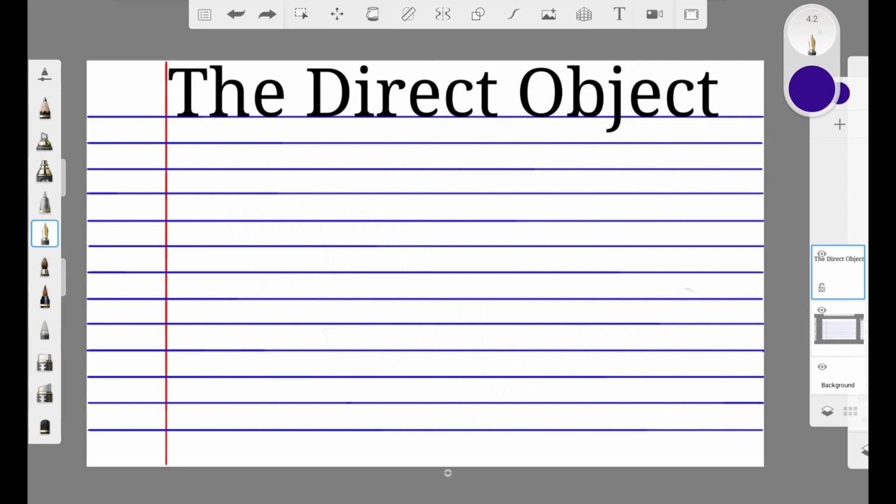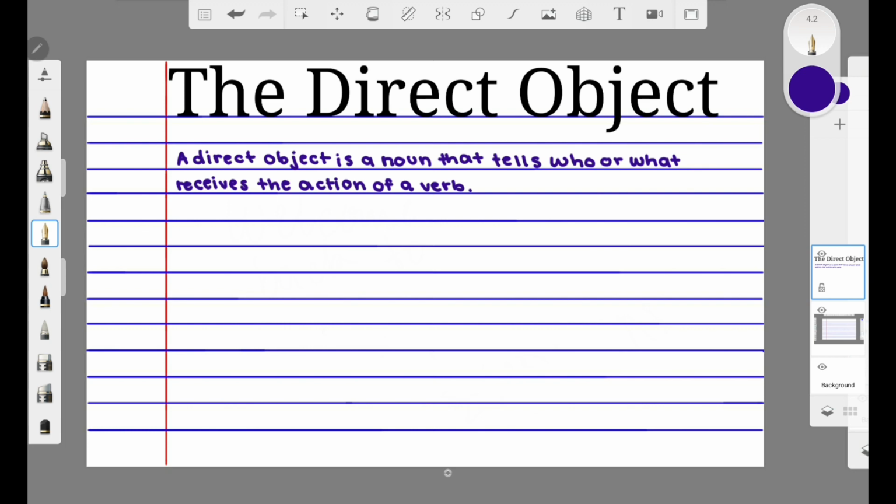So let's get started. A direct object is a noun that tells who or what receives the action of a verb. So a direct object follows a transitive verb. And if you don't remember transitive versus intransitive verbs, be sure to go rewatch the verbs video. But just as a general refresher, transitive verbs are verbs that express an action directed to a certain thing.